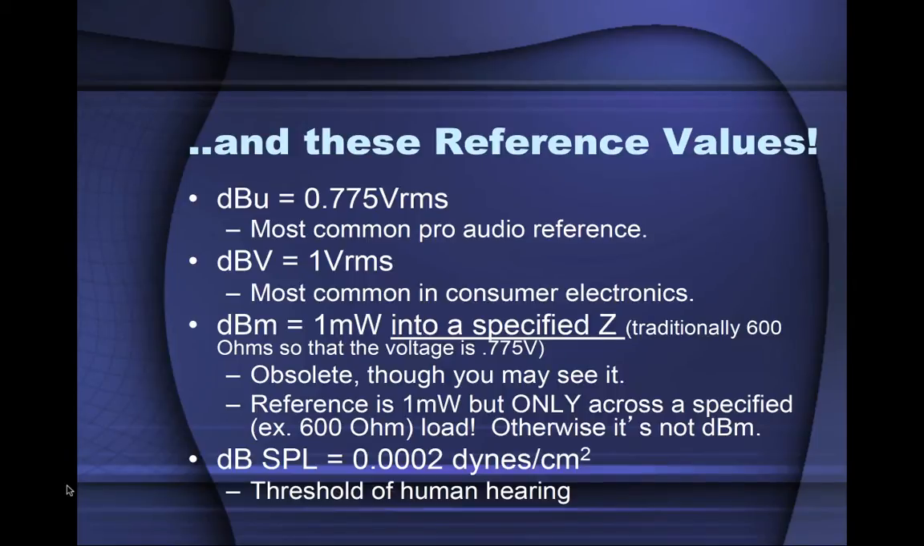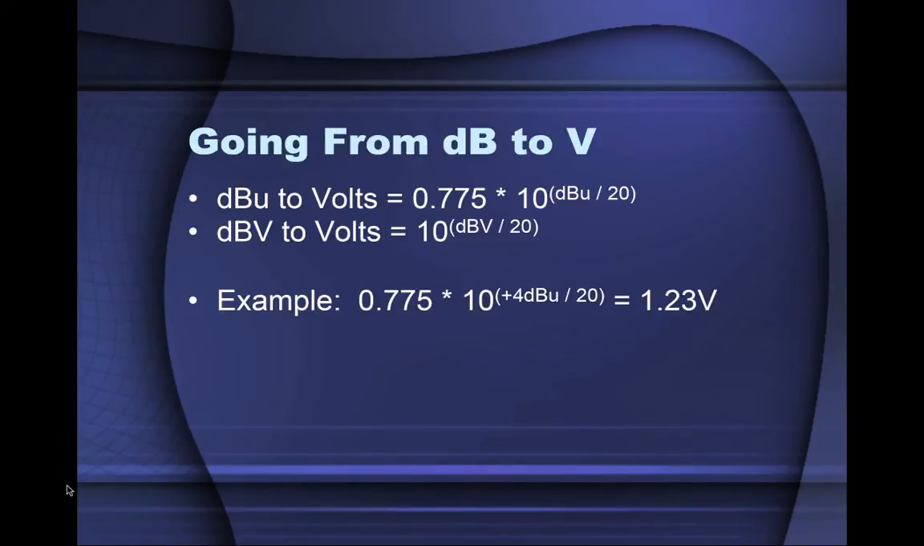So again, these four reference values: dBu, 0.775 volts; dBV, 1 volt; dBm, 1 milliwatt; and dB SPL is 0.0002 dynes per centimeter squared. And if you need to go back from dBV or dBu to volts, you follow this slightly convoluted formula.